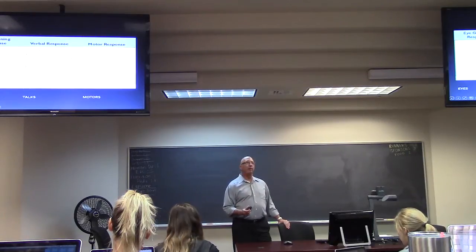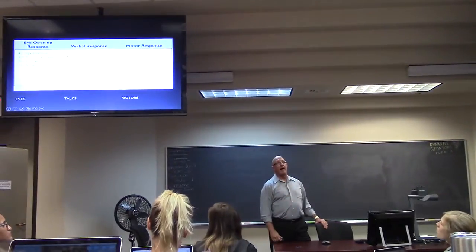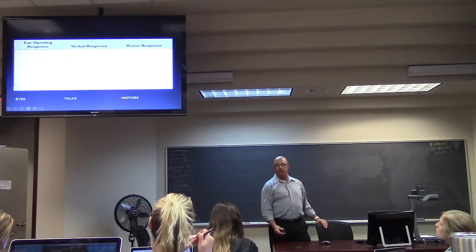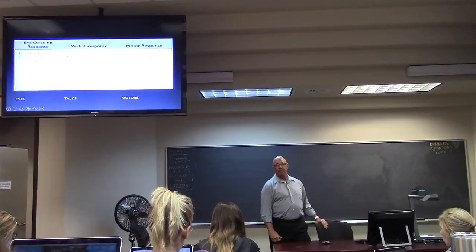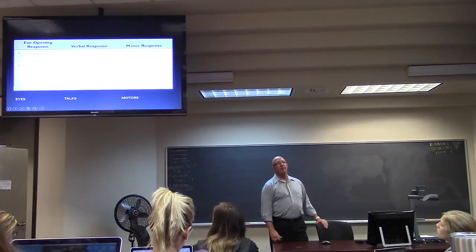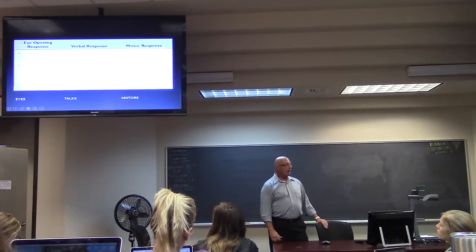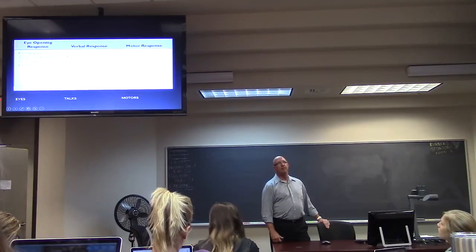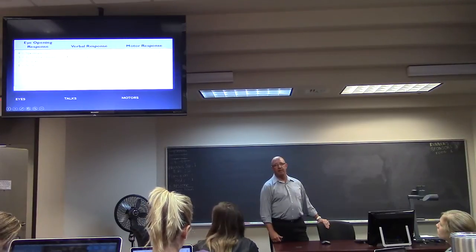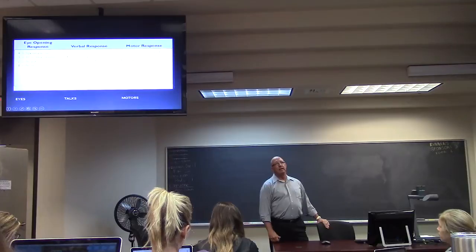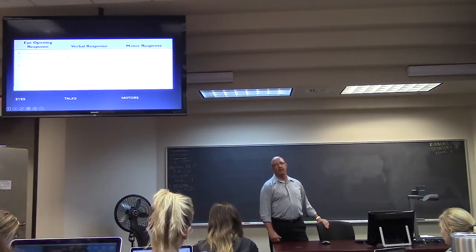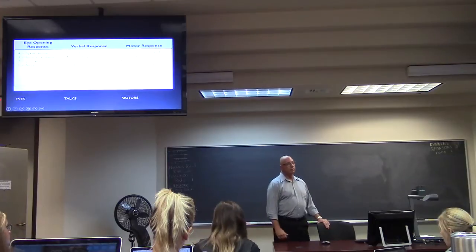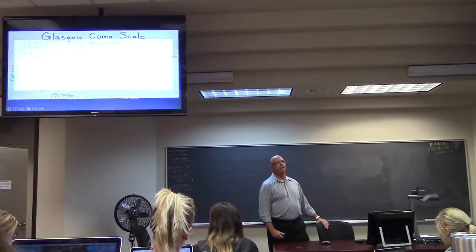So here's the way I remember it. Underneath there, I got eyes, talks, and motors. Eyes is 4 letters, E-Y-E-S. The best you can get for eyes is 4 points. Then you work your way down. For verbal, my mnemonic I remember is talks. That's 5 points, because there's 5 letters in talks. And for motor response, the thing I remember is motors, because there's 6 letters in motors, and you get 6 points. So it's eyes, talks, motors.